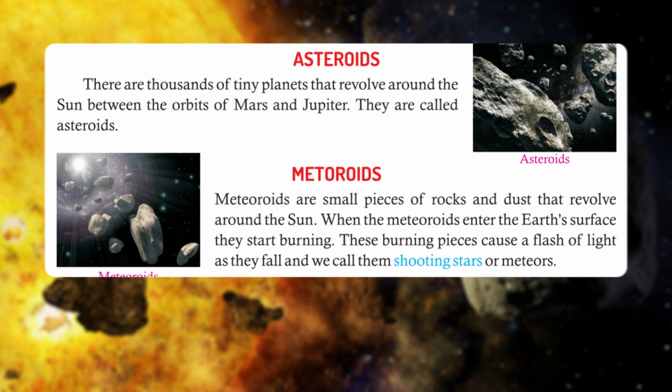Meteoroids. Meteoroids are small pieces of rocks and dust that revolve around the Sun. When the meteoroids enter the Earth's atmosphere, they start burning. These burning pieces cause a flash of light as they fall and we call them shooting stars or meteors.